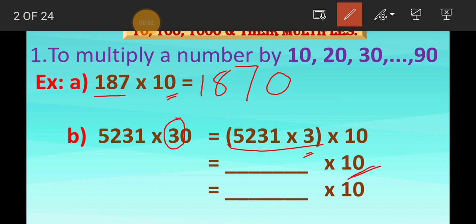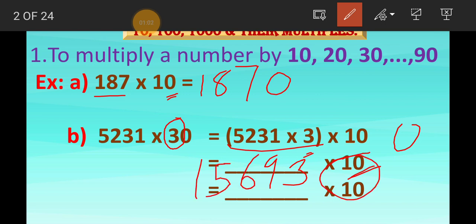Then when we have to multiply by 10, just put a 0 after that. Like here, 3 ones are 3, 3 threes are 9, 3 twos are 6, 3 fives are 15. And if I have to multiply by 10, I'm going to just put 1 zero after that.